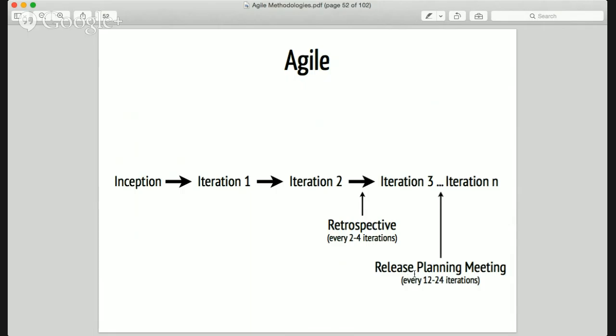And if you're involved in a very large software development process where it may take years or months to develop, much longer than Orbital, then you have a release planning meeting where you decide which features make it into a release.